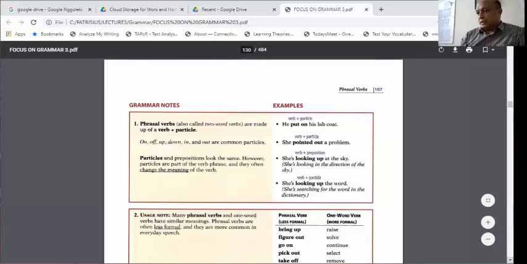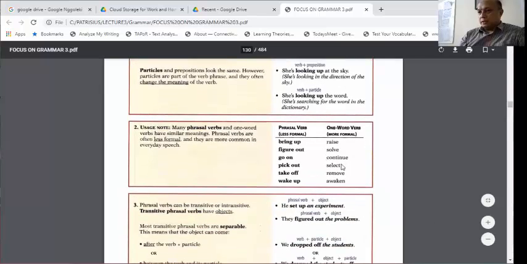Okay, so you may have some examples here. Things like bring up. Bring up is a phrasal verb. It means raise. Figure out means solve. Go on means continue. Pick out means select. Take off means remove. And wake up means awaken.